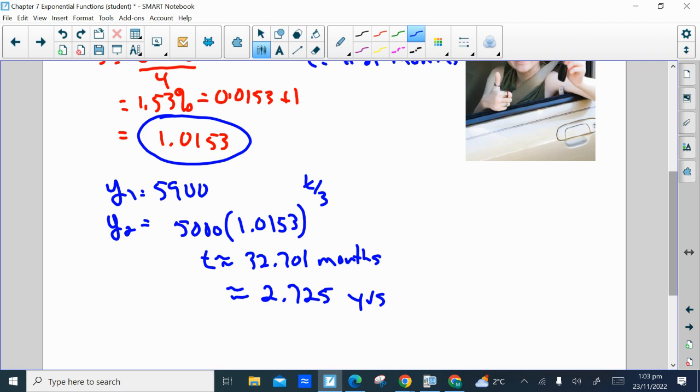Okay. And in this case, you'd actually have to round that up because the interest isn't calculated after 2.725 years. It's compounded every quarter. It's calculated every quarter. So you'd have to round this up to 2.75 is when it would actually happen. And then she'd have a little more money than she needs, but she'd have at least the 5,900.